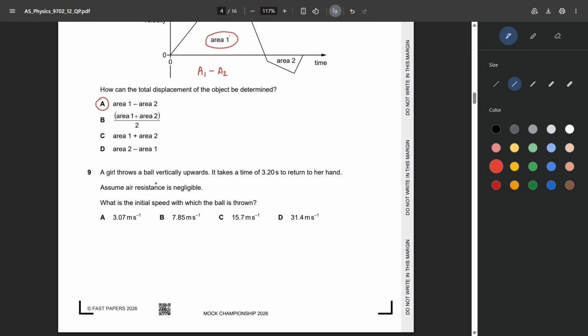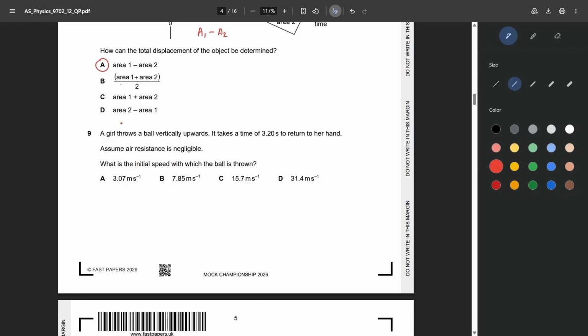A girl throws a ball vertically upwards. It takes a time of 3.20 seconds to return to her hand. Assume air resistance is negligible. What is the initial speed with which the ball is thrown? Okay. So here we can apply the SUVAT equations. Right. Now, since the ball returns to her hand, the displacement covered, S, will be equal to 0 because it returns to the same point as it initially was.